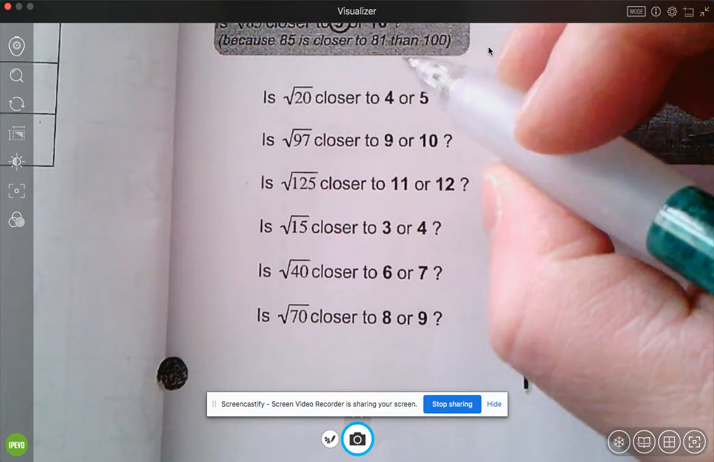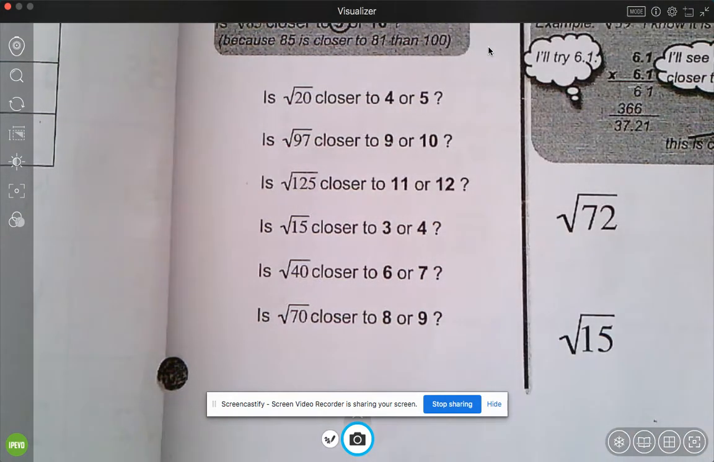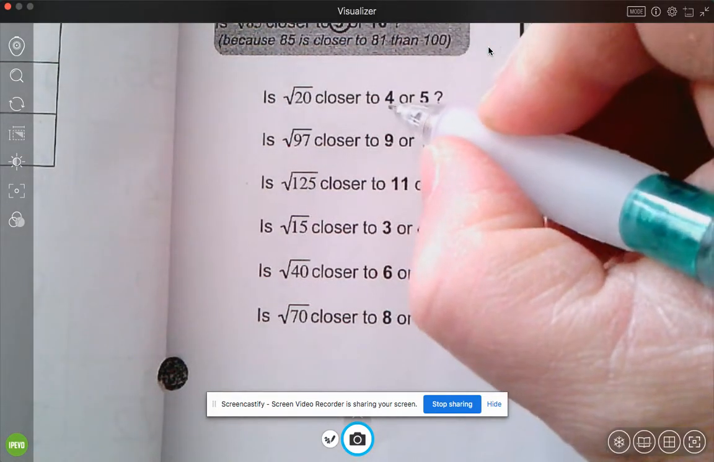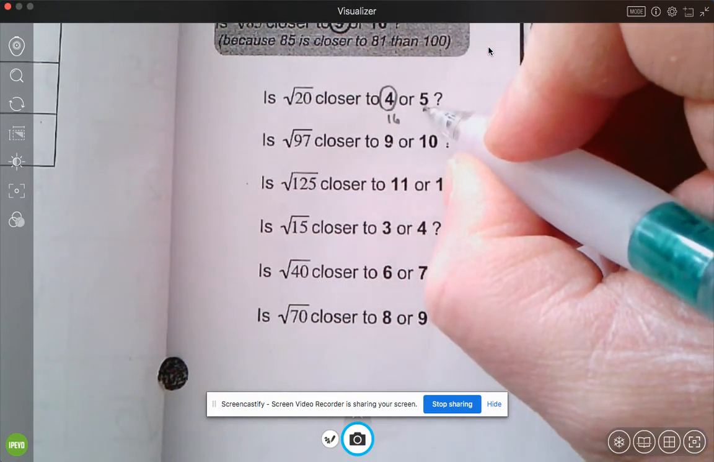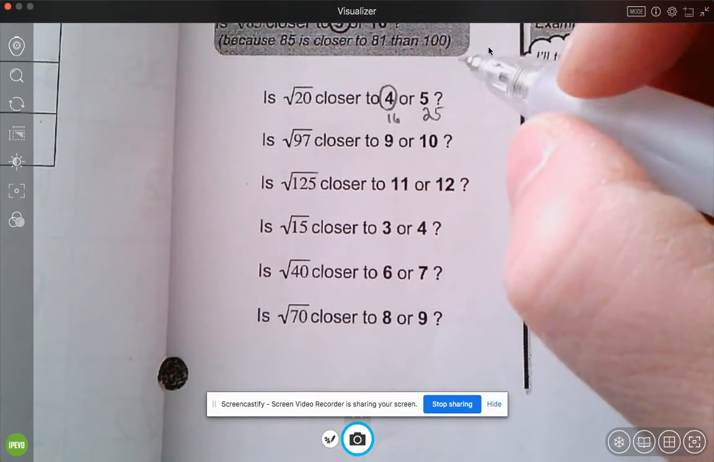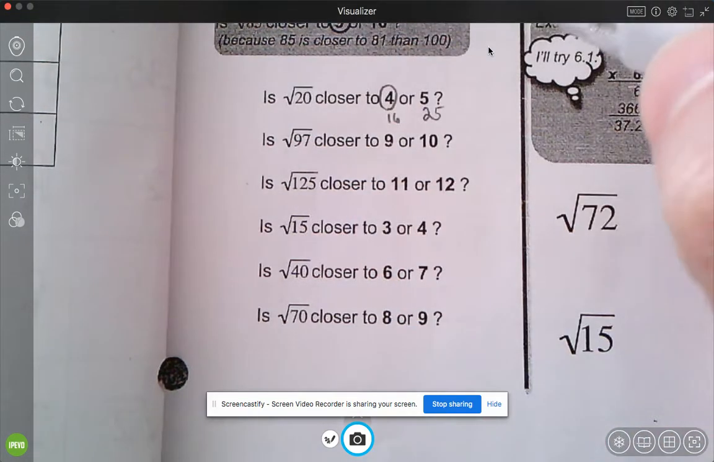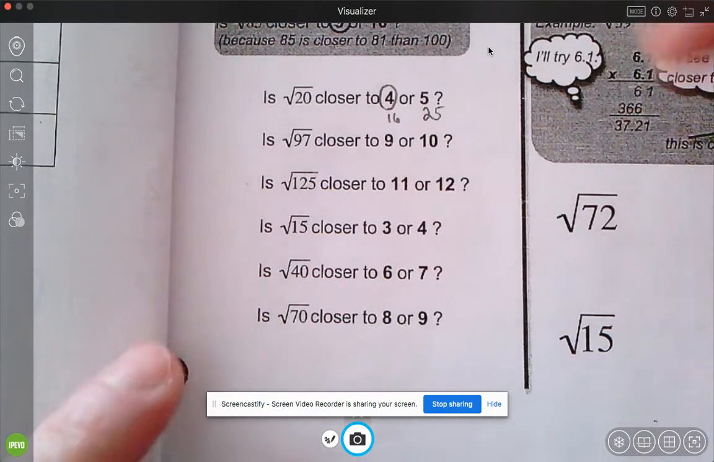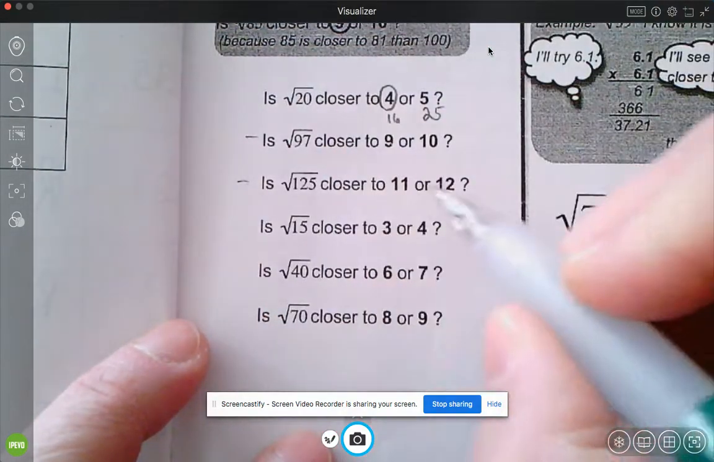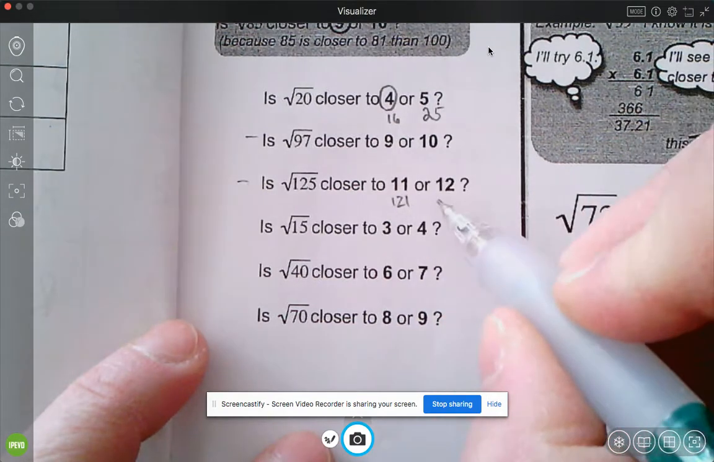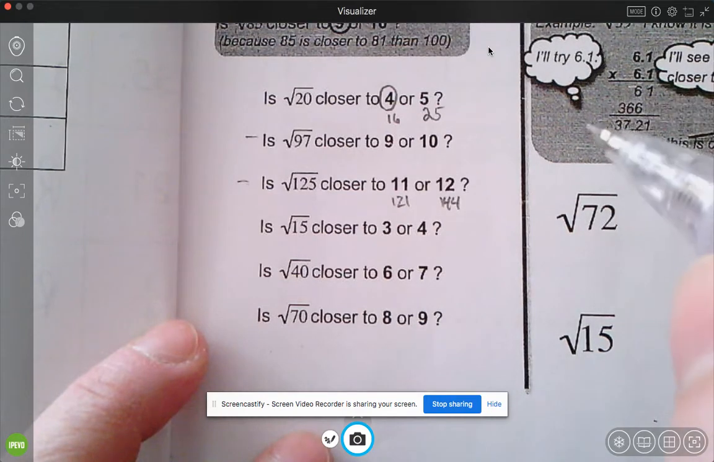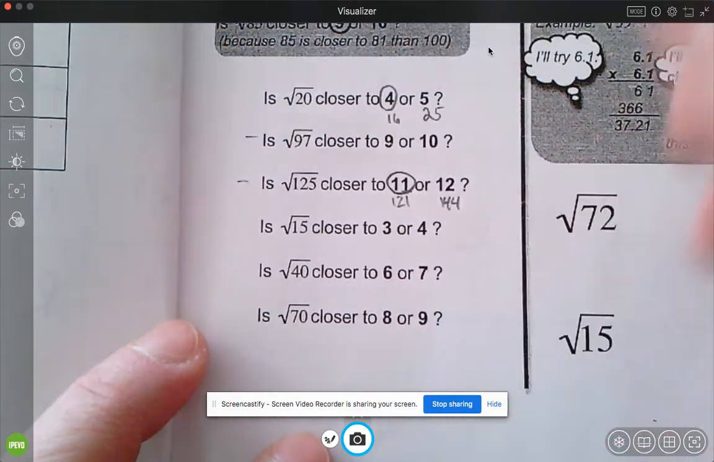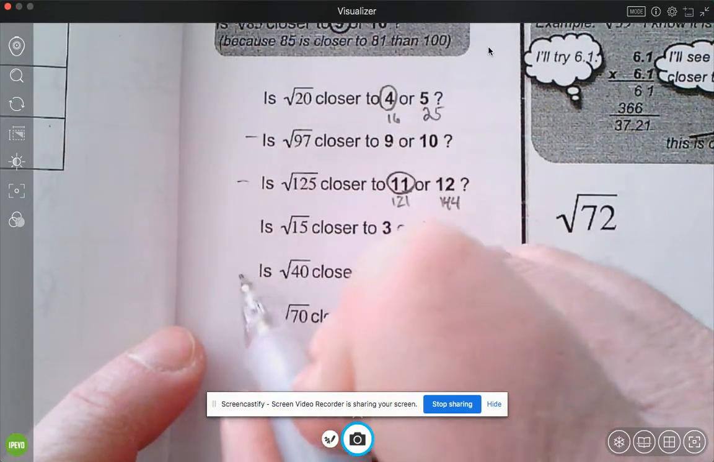What do you think about the square root of 20? Is it closer to 4 or is it closer to 5? I would say 4. Sometimes it helps to put what the actual square numbers are. 25. So I would say it's a little bit closer to 4, but not by much. We'll skip this one. Let's go on to this one. We know that 11 squared is 121 and 12 squared is 144. So which one do you think it's closer to? I would say it's closer to 11.